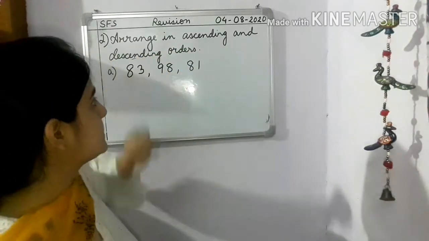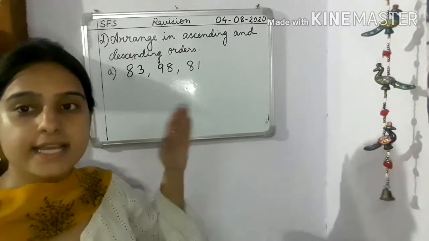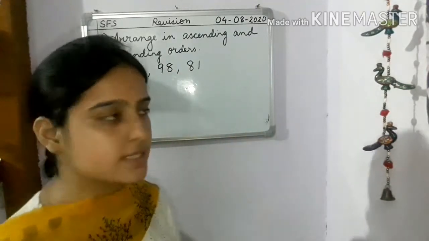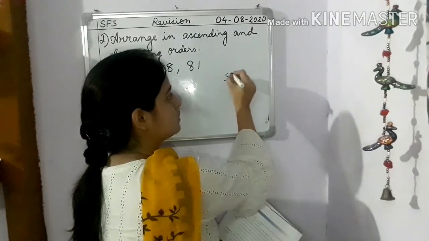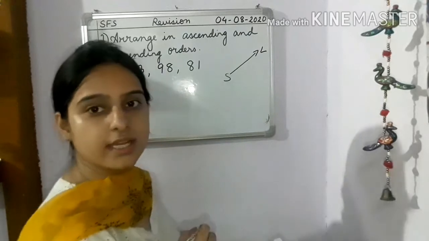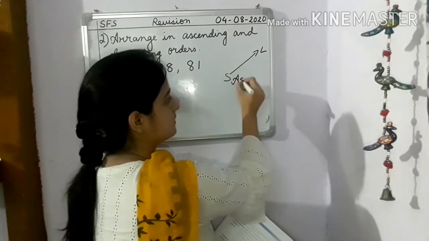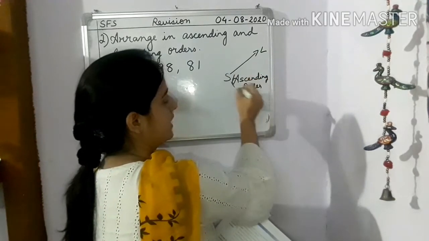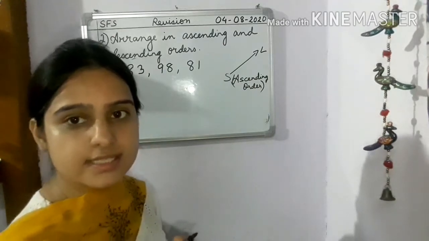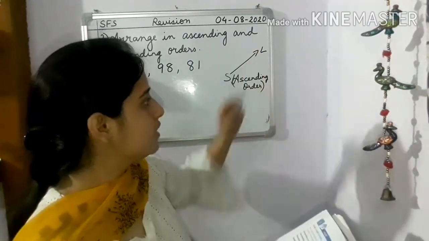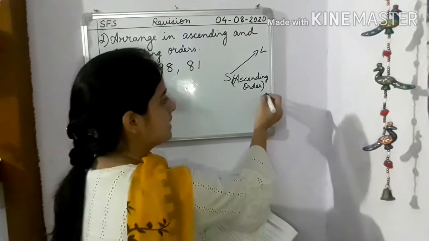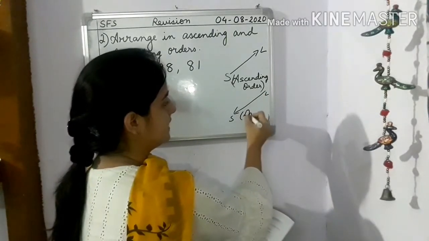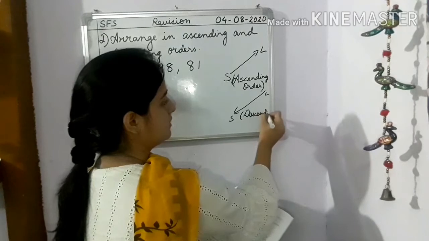Arrange in ascending and descending order. So ascending order is what? Do you remember? Arranging the numbers from smallest to the largest. This is your ascending order. And descending order is what? Just the inverse of ascending order, children. That is largest to smallest. That is your descending order.